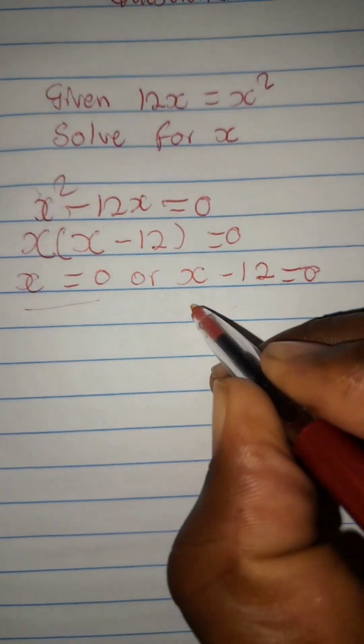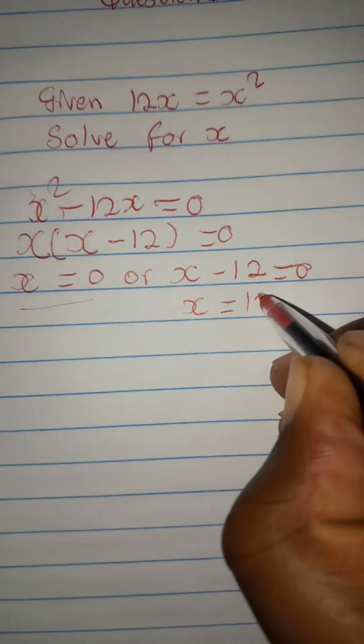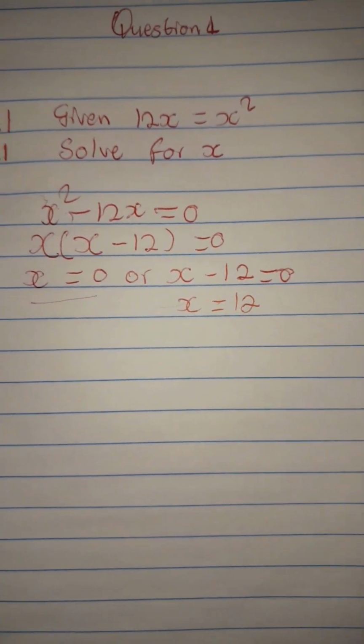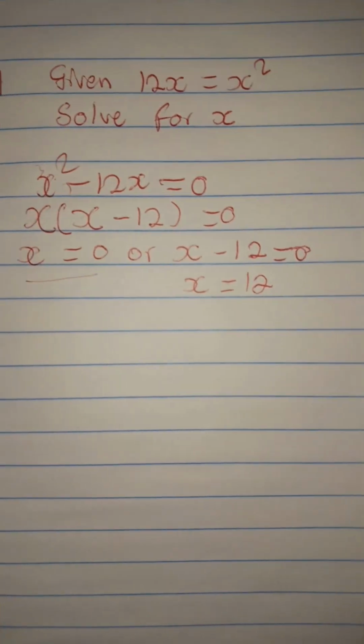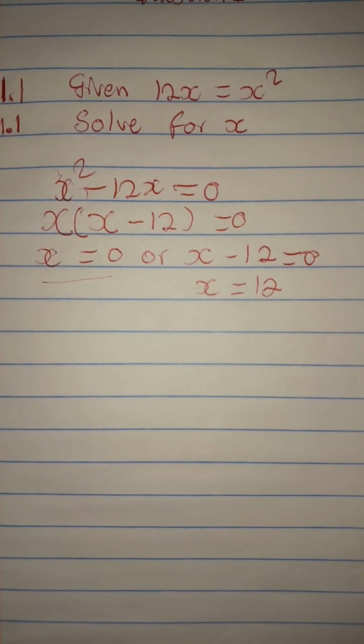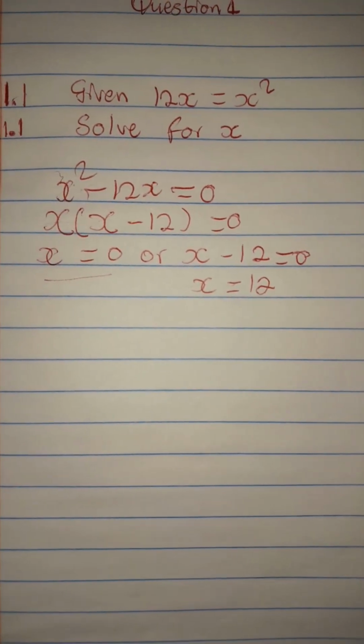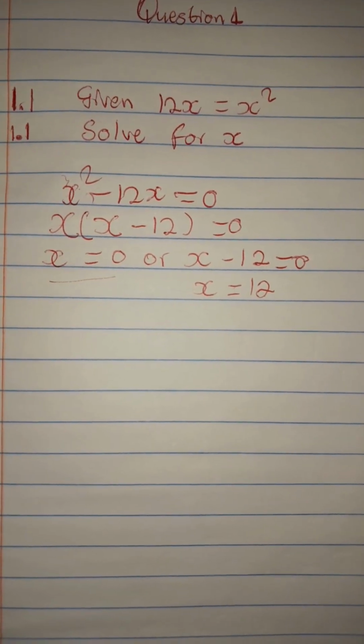Then let's take 12 to the other side. x equals 12. So that's how you can get those 3 marks, right? That's how you can solve the first part. Let's go and see what the second part says.